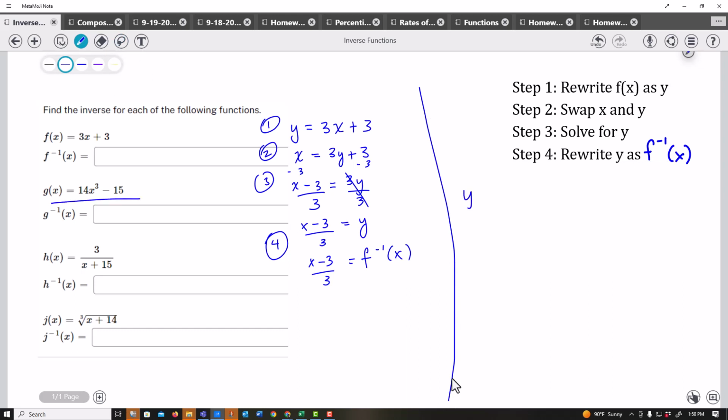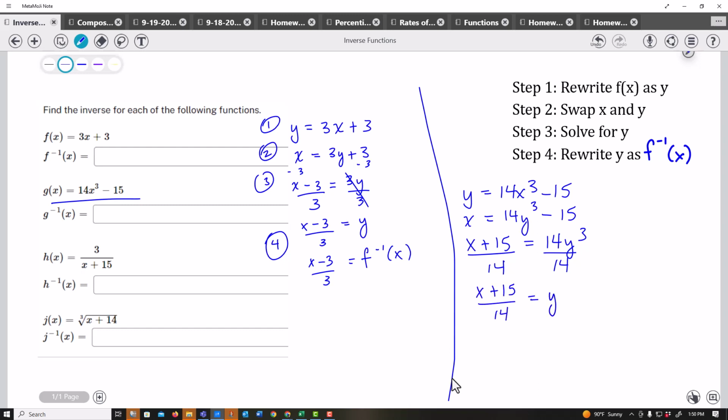Alright, so the next one here, same thing. So I'm going to have y equals 14x cubed minus 15. That becomes x. That becomes y. I could add 15 to both sides. 14y cubed. I can divide by 14. And then I have (x plus 15) over 14 equals y cubed.